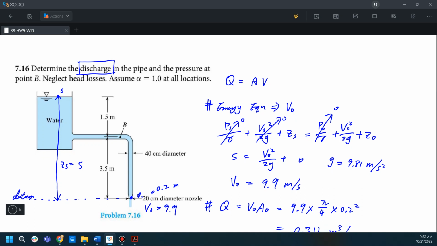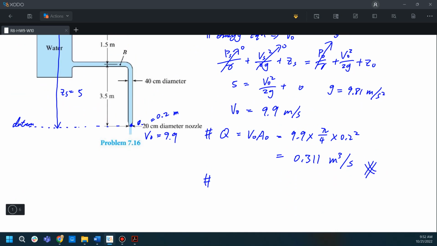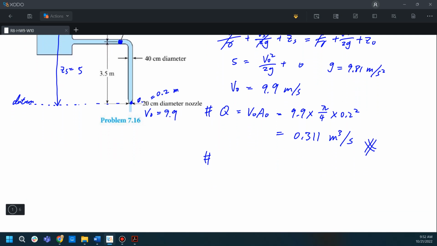And the second variable is the pressure at point B. So we apply the energy equation again. Now we want to compare the point at this water surface and the point at B, so we change to these two dots I show on the diagram here. Again, the energy equation, and now our purpose is to find the pressure at point B.